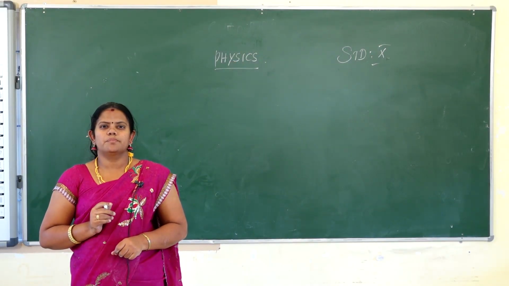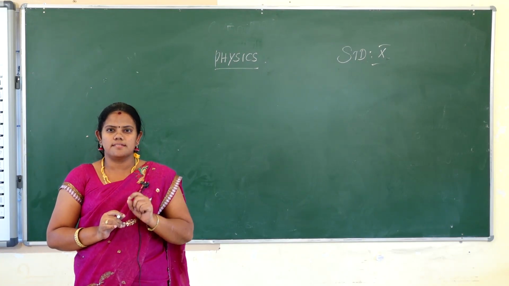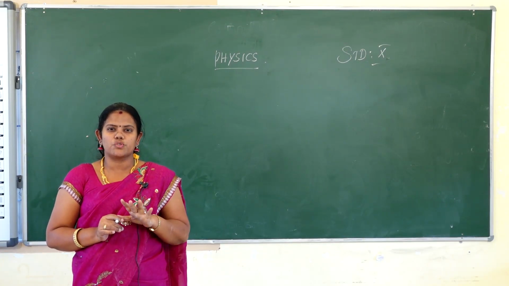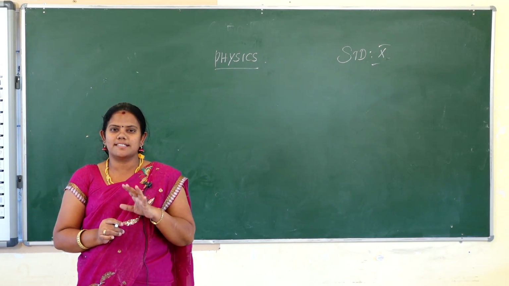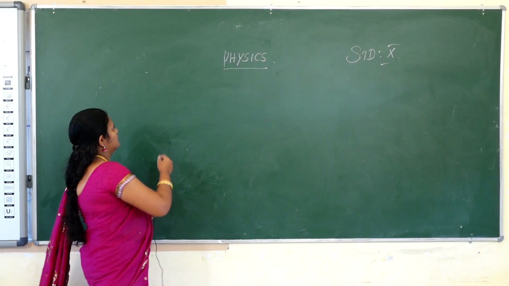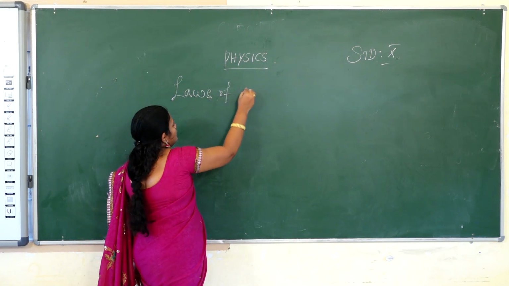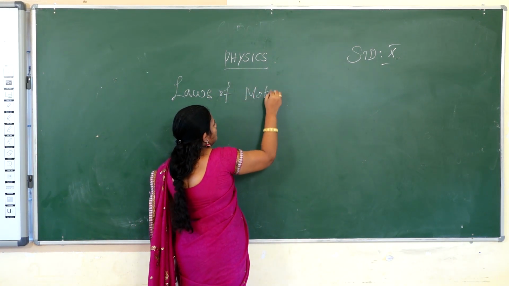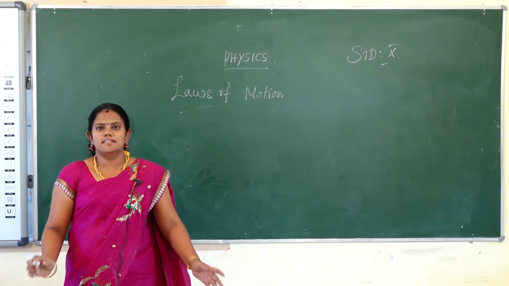Students, in your science book, there are 6 physics lessons. Totally there are 23 lessons: 6 physics, 5 chemistry and 12 biology. I am taking only physics, the 6 lessons. I start the first lesson, that is laws of motion. Let us enter this topic.